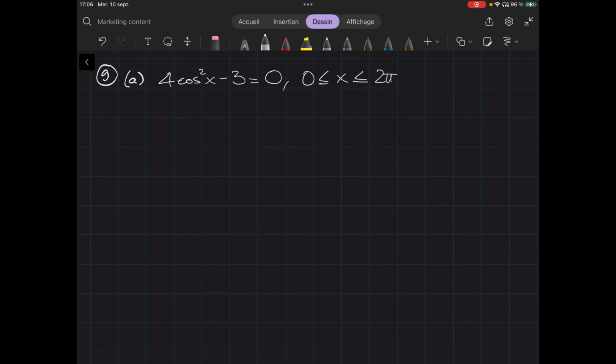This is question 9, the last question of the paper. We'll start off with a relatively straightforward trigonometric equation. To solve this, we need to isolate for cos of x.